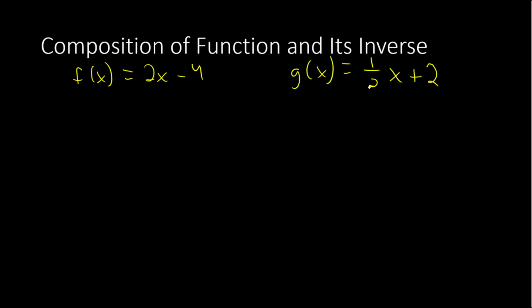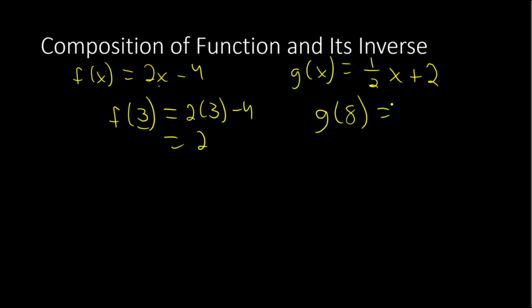So if we have these two functions, let's first explain function notation quickly. You probably have learned this in the past, but we'll do a quick review here. So remember, if you have f of, let's say, 3, what that means is we put a 3 in place of x in the f function. So we have 2 times 3 minus 4, which would be 2. Do the same thing for g of x. We can do maybe g of 8. You plug an 8 in for x, so we have 1/2 times 8 plus 2. That would be 4 plus 2, or 6.